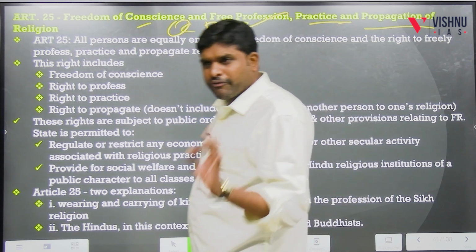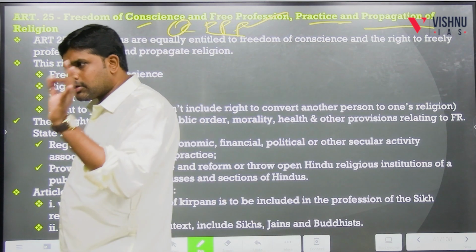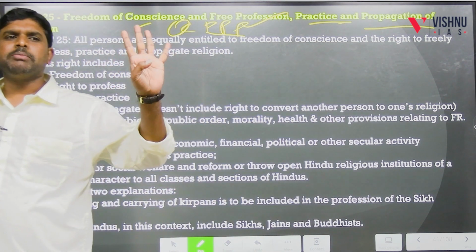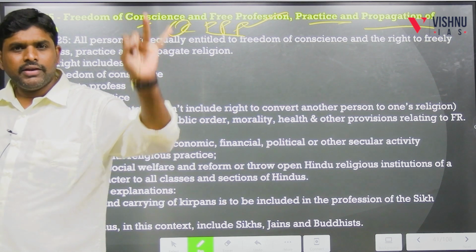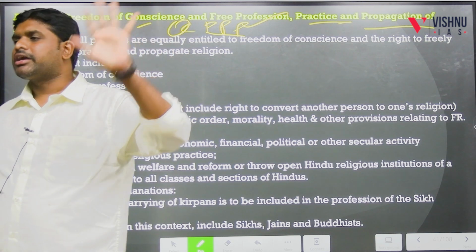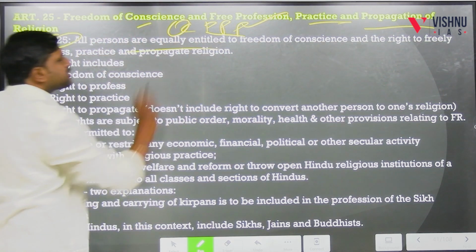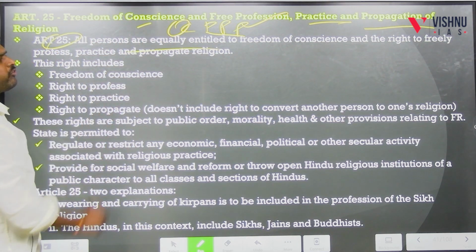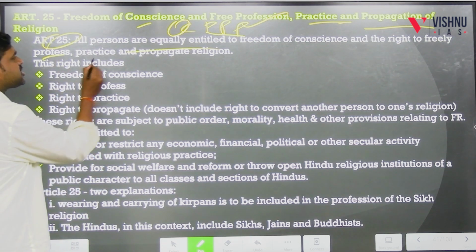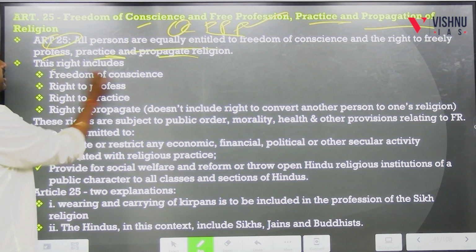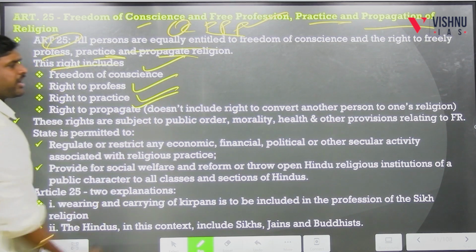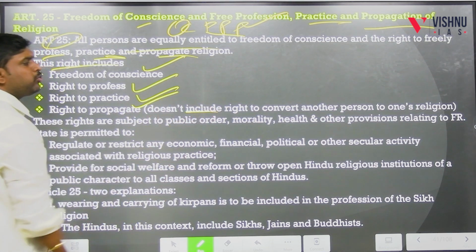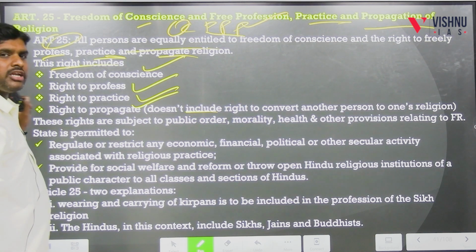Conscience, profession, practice, propagation. CPPP, Central Government's Public-Private Partnership. Under Article 25, all persons are equally entitled to freedom of conscience and the right to freely profess, practice and propagate religion. Its rights include freedom of conscience, profess, practice, propagate. It doesn't include the right to convert another person to one's religion.